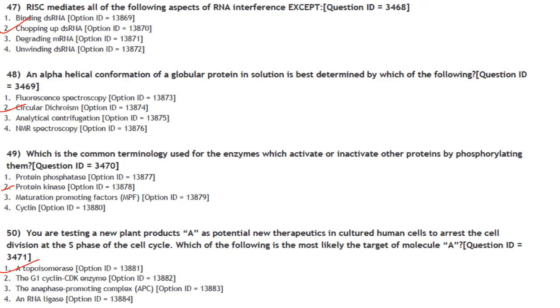Because topoisomerase inhibitors can inhibit cell proliferation and induce cell cycle arrest by preventing DNA replication. So topoisomerase poisoning or inhibition leads to replication fork arrest and double-stranded break formation, inducing cell cycle arrest. So the answer is topoisomerase.